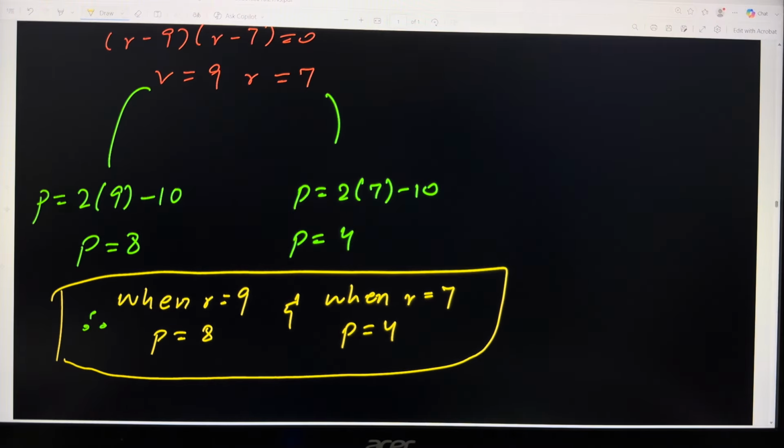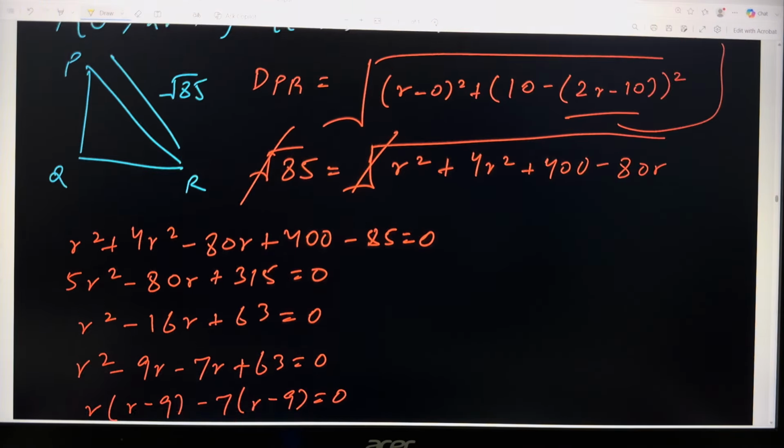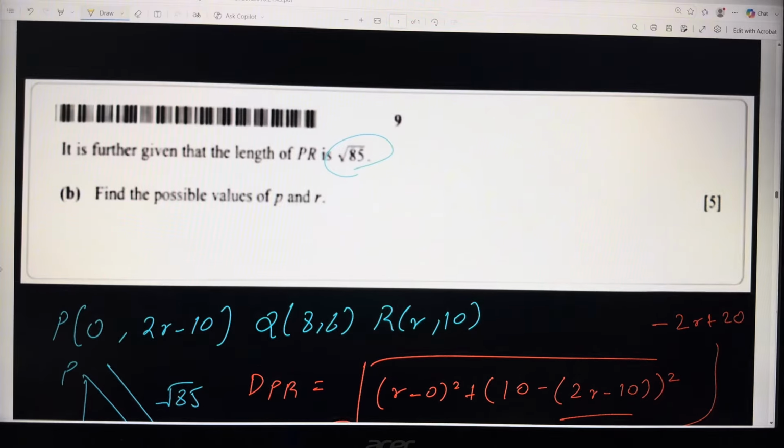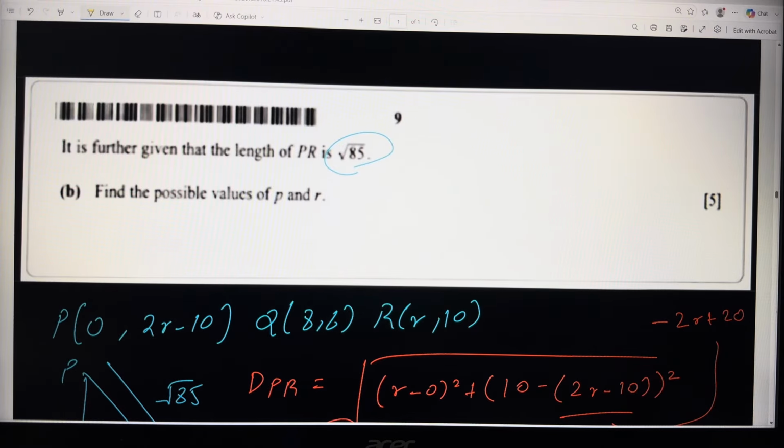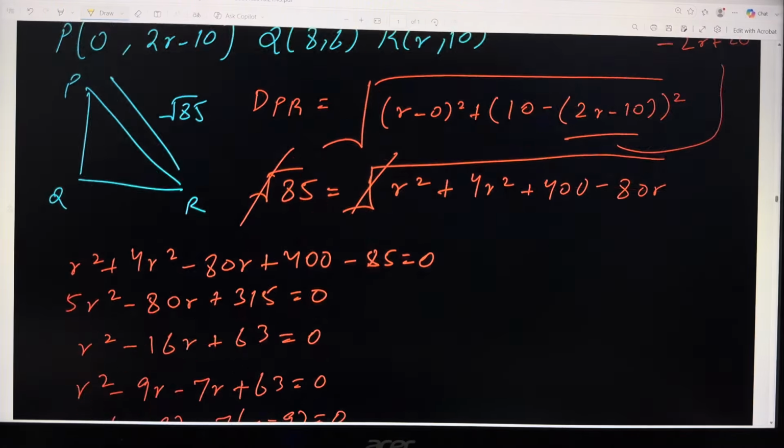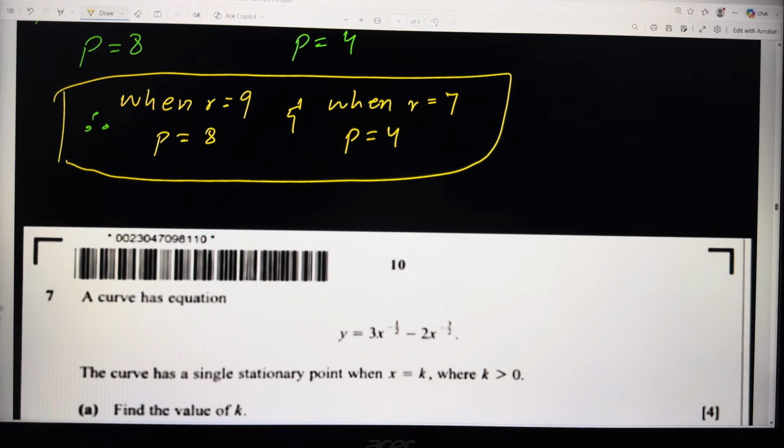Let's see if there were any restrictions. It is given that the length PR is equal to this, possible values of p and r, no, there are no restrictions. So okay, this is the answer.